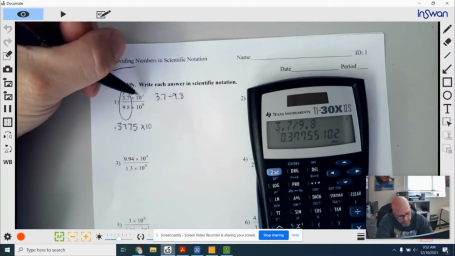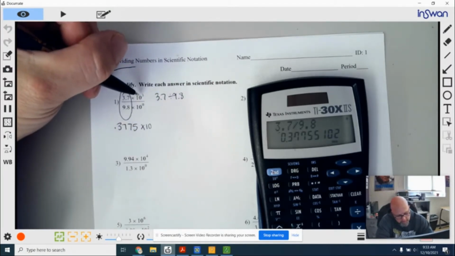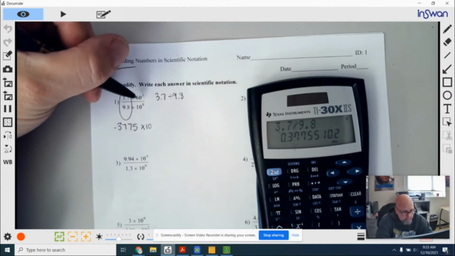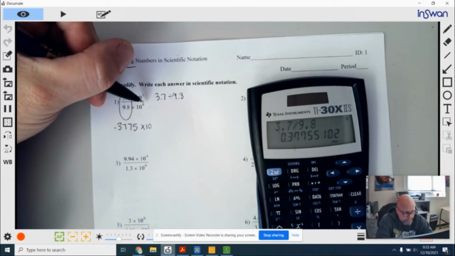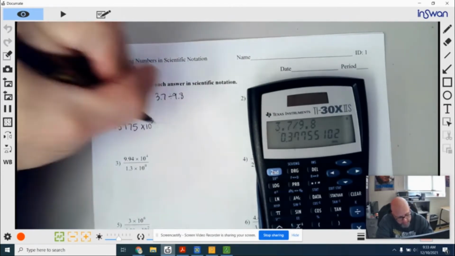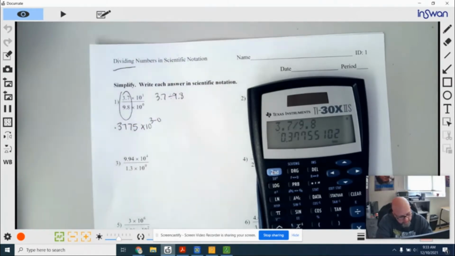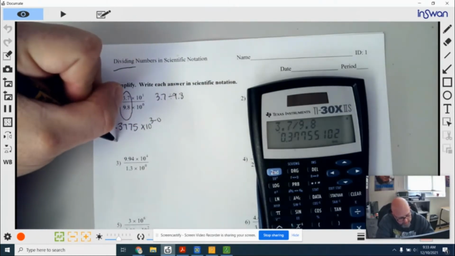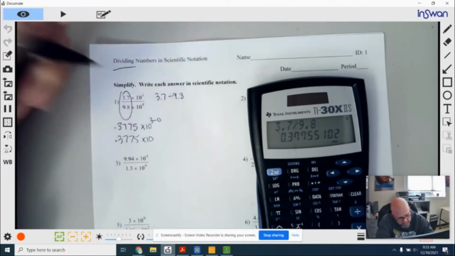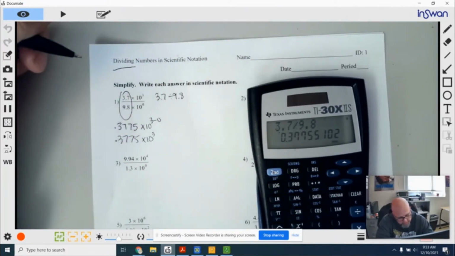And then scientific notation is always times 10. Okay, yesterday when we multiplied the tens with the exponents, we added them. Well, today you divide, so it's the opposite, so you're going to subtract those exponents. So I take the top exponent and I subtract this bottom exponent. So I get an answer of 0.3775 times 10. 3 minus 0 is still 3.